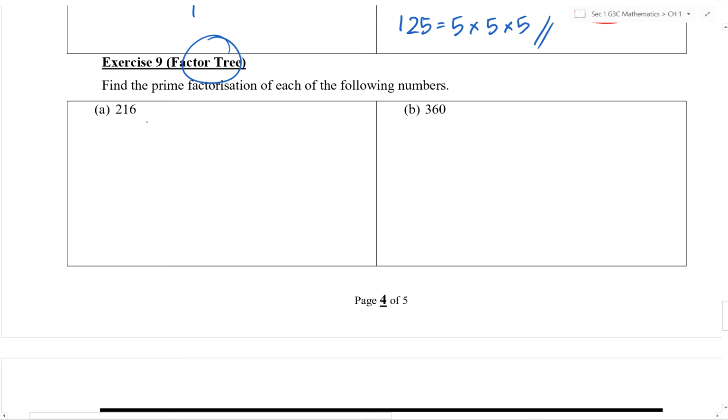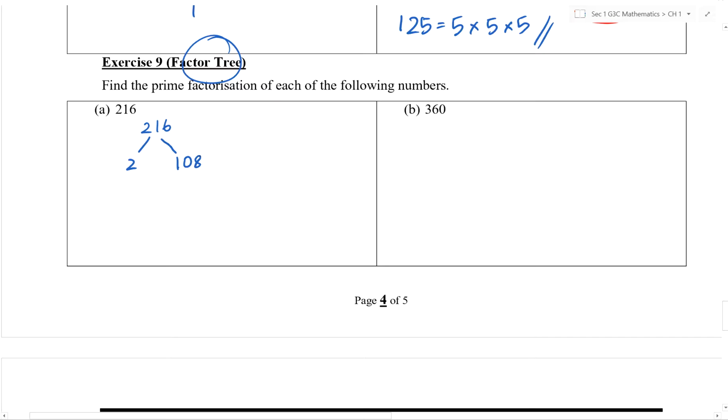So we start with the value again, 216. But this time, instead of our repeated division, we branch it out this way. It should be familiar to you also. So again, we have similar steps. What is the smallest prime factor of 216? 2, it is an even number, it must be 2. So mentally, let's calculate 108. Okay, so we branch it out, become 2 and 108.